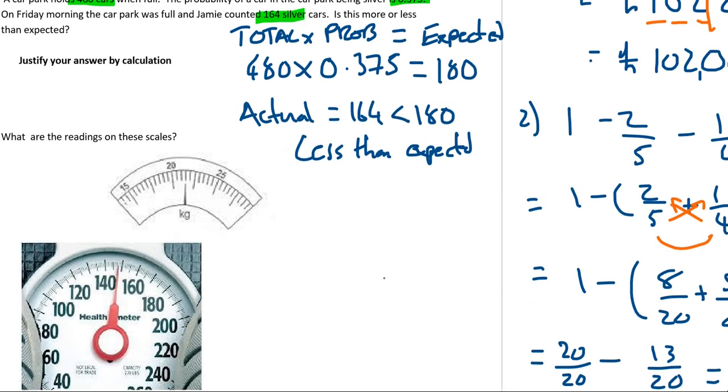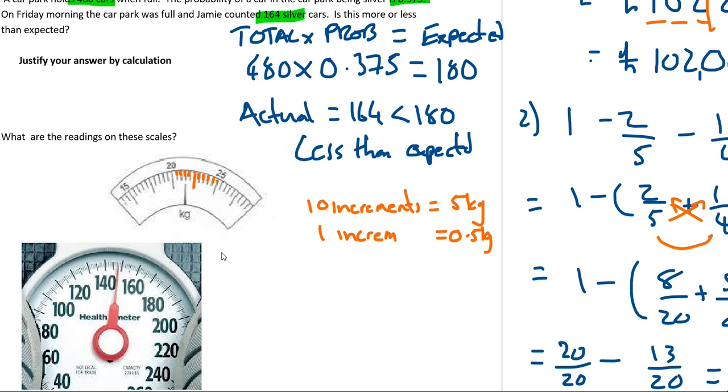Readings. I'm going to zoom in for this one. Most important thing with the readings is to work out what your scale is. So you can see here we've gone from 20 to 25, and that's in increments of 1, 2, 3, 4, 5, 6, 7, 8, 9, and 10. And we've got the big one here for the 5. So we've got 10 increments, and that is equal to 5 kilograms. So what does 1 increment equal? That's going to be 0.5 kilograms.